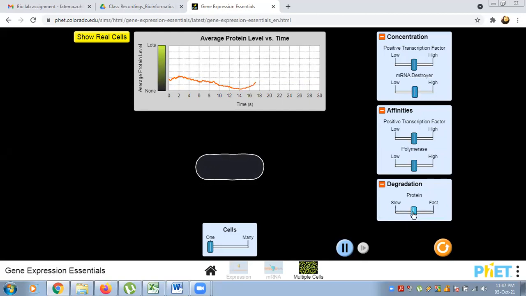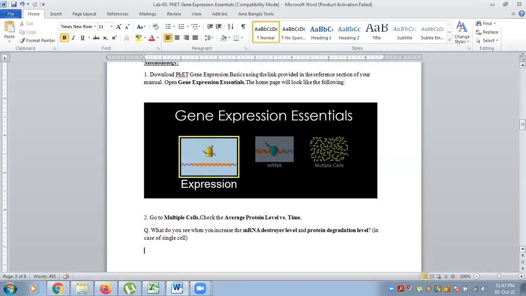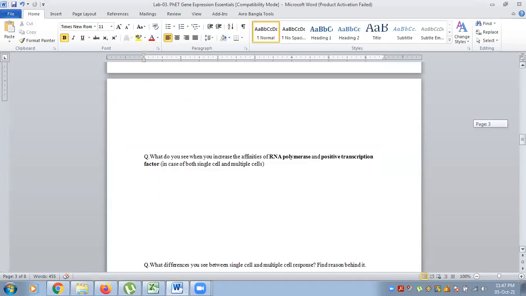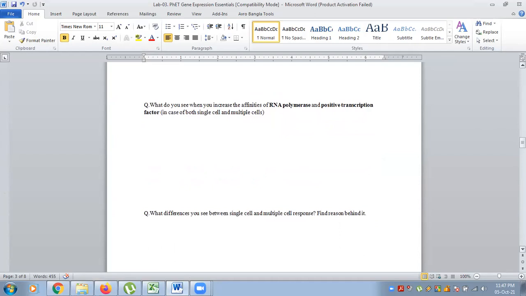And also when the degradation is fast, it's again going down. All right, now what do you see when you increase the affinities of RNA polymerase and positive transcription factor in case of both single and multiple cells?